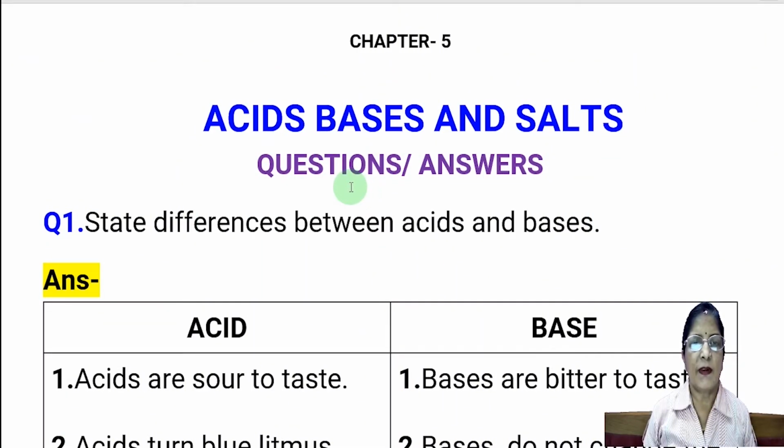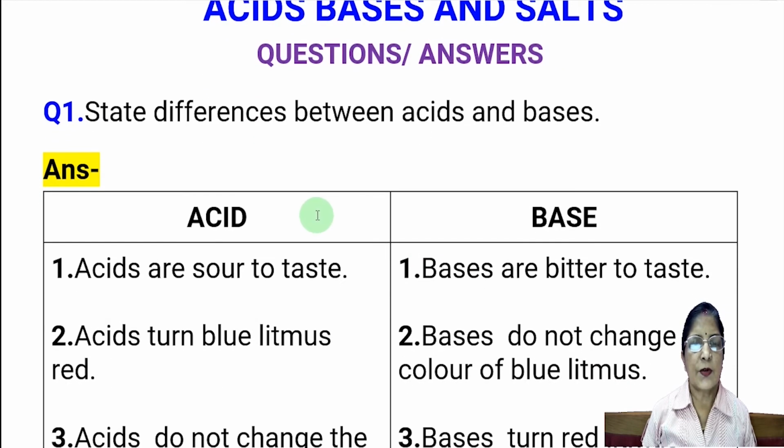In this video, we will discuss the questions and answers of chapter 5, that is acids, bases and salts. So the first question is, state differences between acids and bases. For this question, you have to draw two columns. In the first column, you have to write all the points for acid. In the second column, you have to write all the points for base.